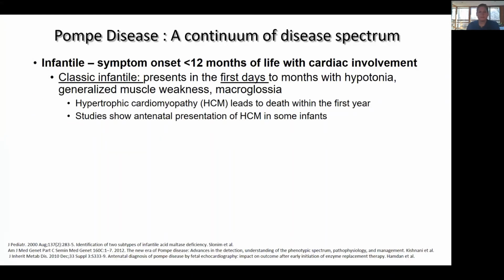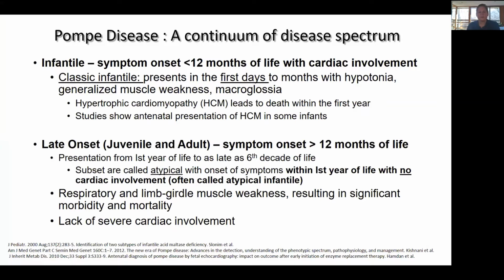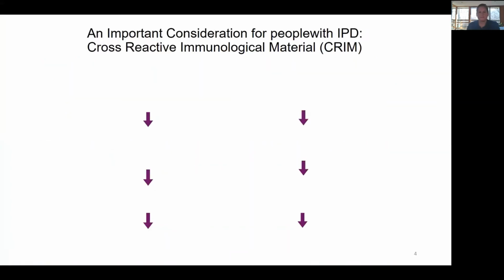Pompe disease really is a continuum. It starts off on the more severe end with infantile Pompe, with symptom onset less than 12 months of life with cardiac involvement, and then over to the other end of the spectrum, which would be late onset, also encompassing juvenile onset and adult onset Pompe disease, which is really considered symptom onset after 12 months of life without significant severe cardiac involvement.